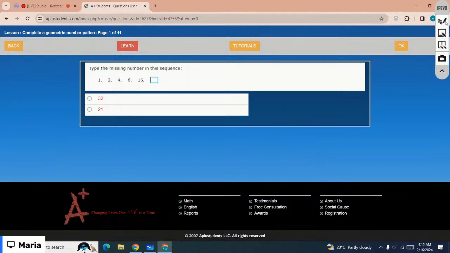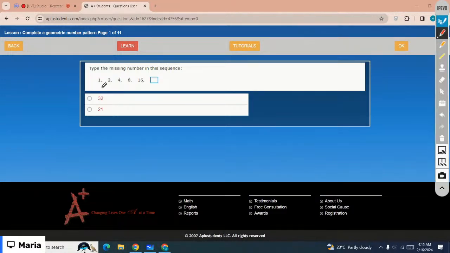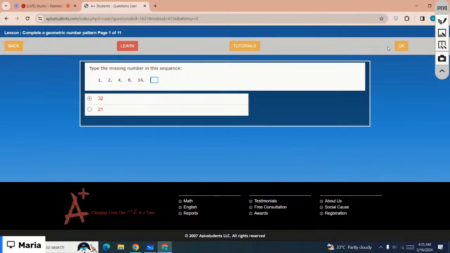Type the missing number in the sequence. So 1 times 2 is 2, 2 times 2 is 4, 4 times 2 is 8, 8 times 2 is 16. For the next one, you have to do 16 times 2, and that is 32. Got it? The next in the sequence is 32. Got it? 32 it is.